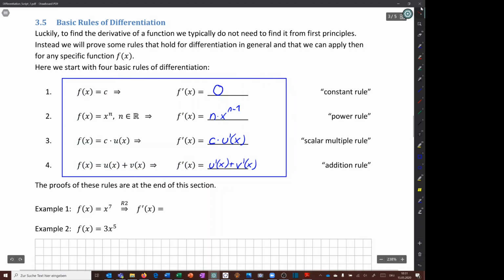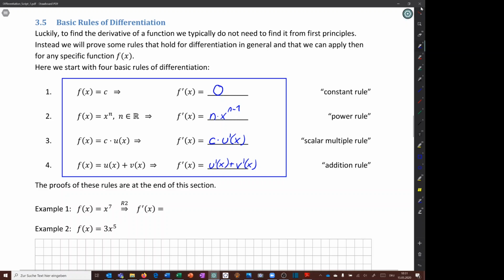They have, by the way, some names. So constant rule, that the derivative of a constant is 0. Power rule, x to the power of n, the derivative is n times x to the power of n minus 1. Scalar multiple rule, we call that. That is that I can just multiply with the constant, that I keep that in front, and the addition rule that if there is an addition, I can take the two derivatives separately. Let us look at some examples so that it becomes clearer.